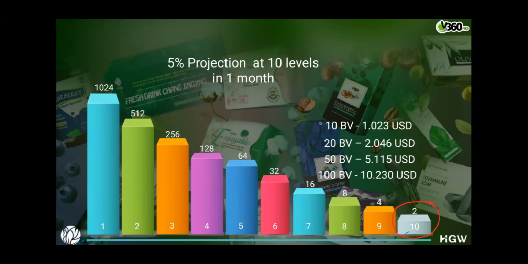Now, you multiply in your second level, another 2 persons each, 4; in the third level, 8; in the fourth, 16; in the fifth, 32, and again and again. Okay, now in the 10th level, you have 1024.